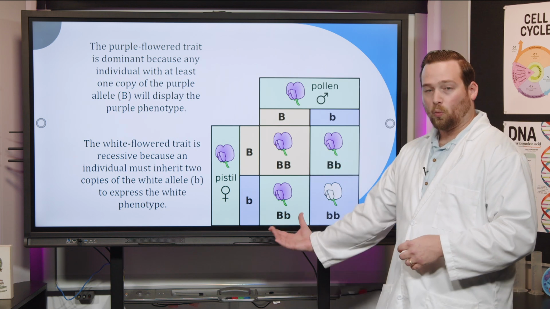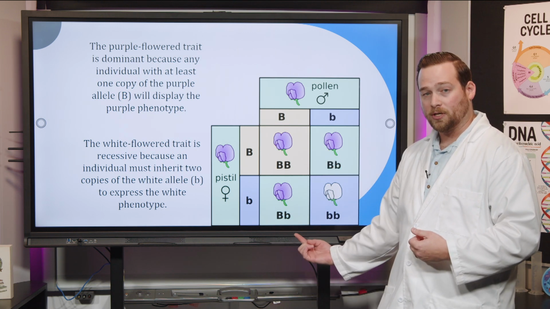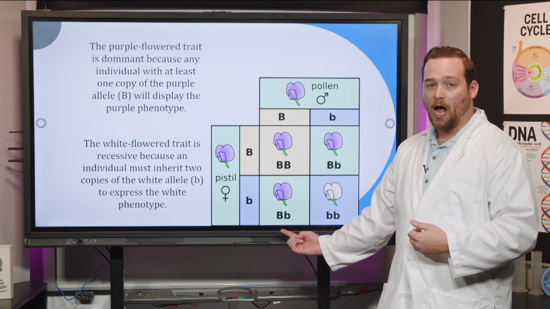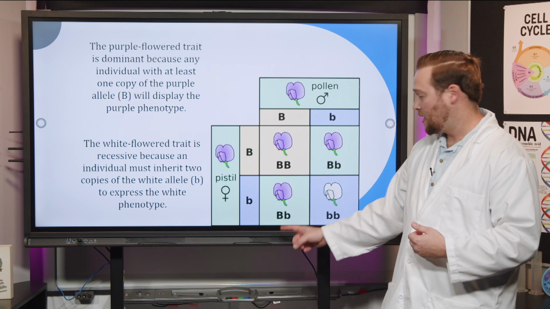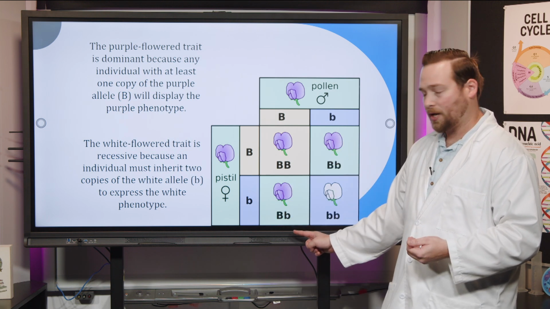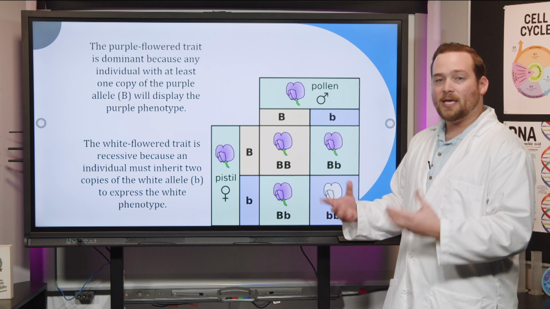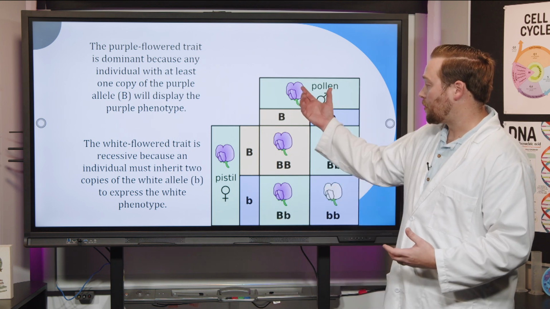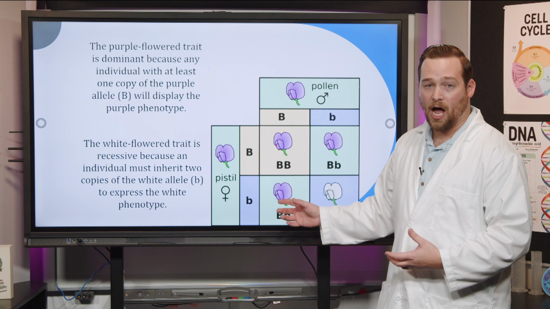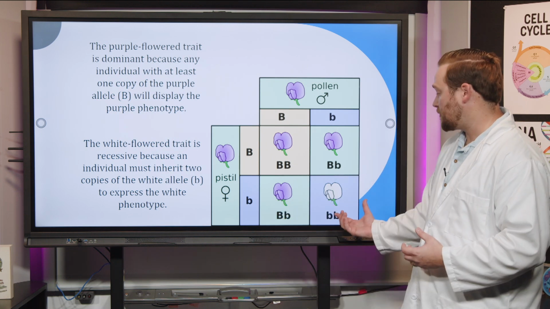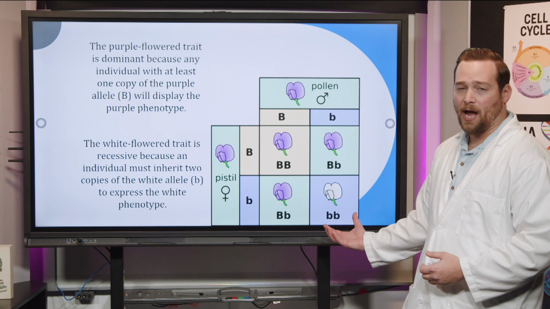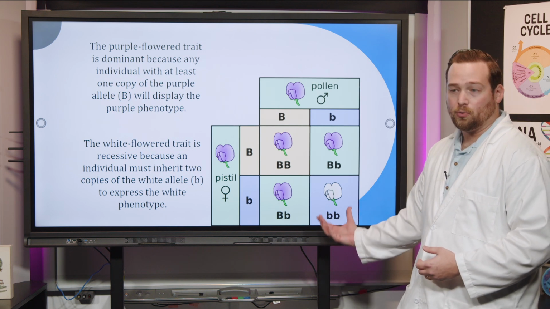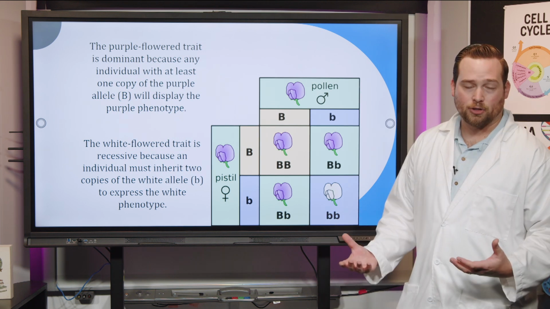These have one capital letter, one dominant and one recessive, but you only need one dominant allele to show the trait. So even though we would call these 2 heterozygous because they have a capital letter and a lowercase letter, it's still showing that purple trait because the purple one is dominant. You're only going to show the recessive trait if you don't have the dominant allele at all. So this white flowered plant right here has 2 recessive alleles, and that's why it's showing up as white.